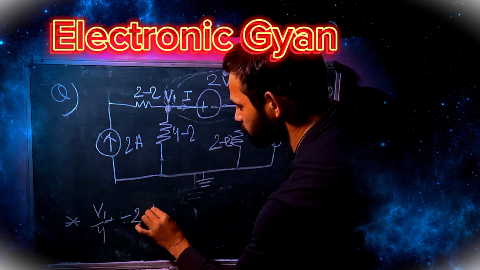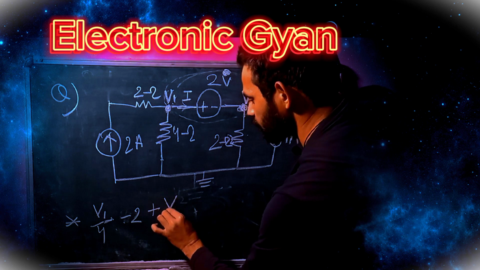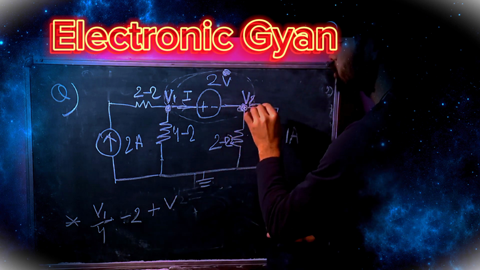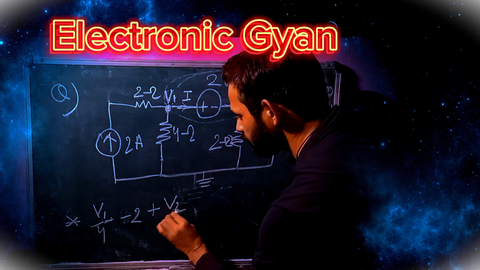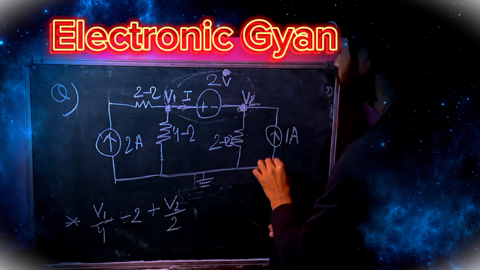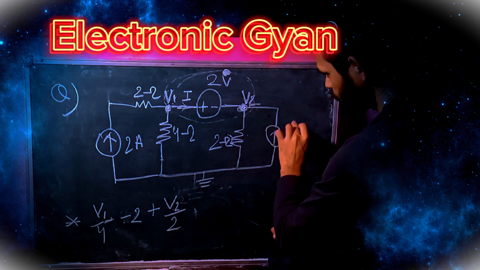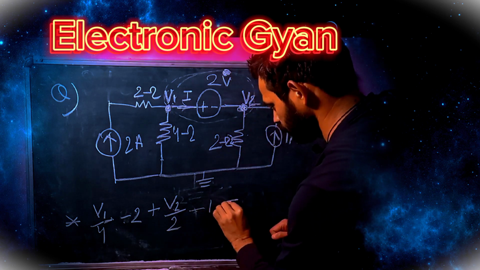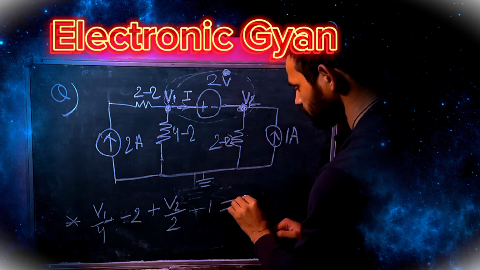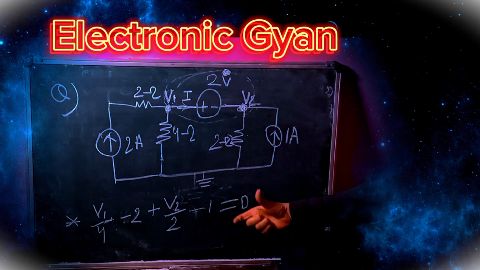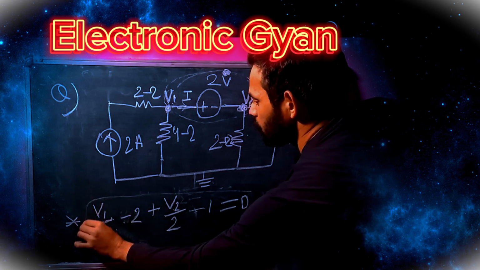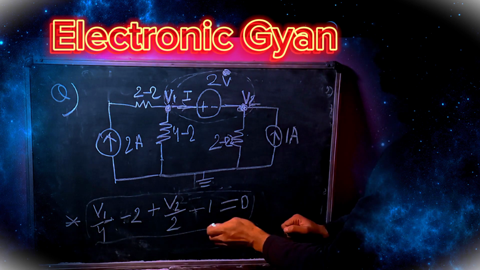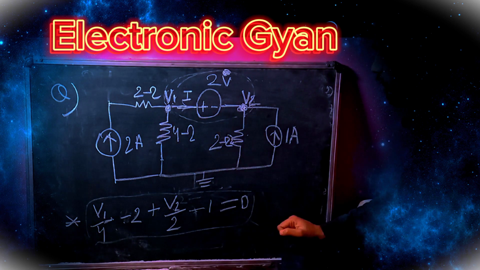Next, plus the current in this node: V2 divided by 2, then 1 ampere of current is coming, so minus 1, equal to 0. So this is my one voltage equation, which we have formed from the supernode.